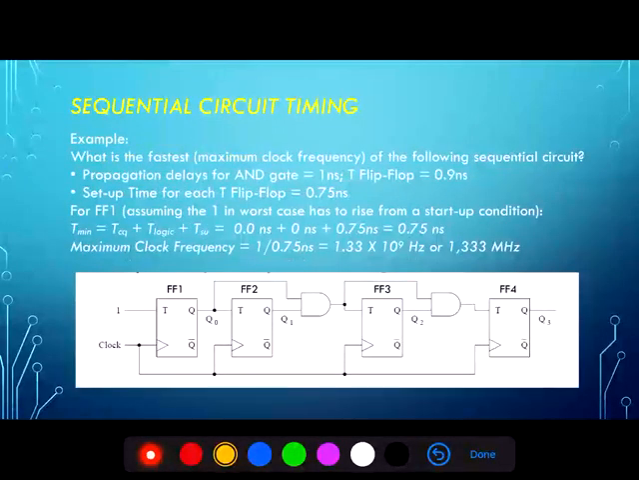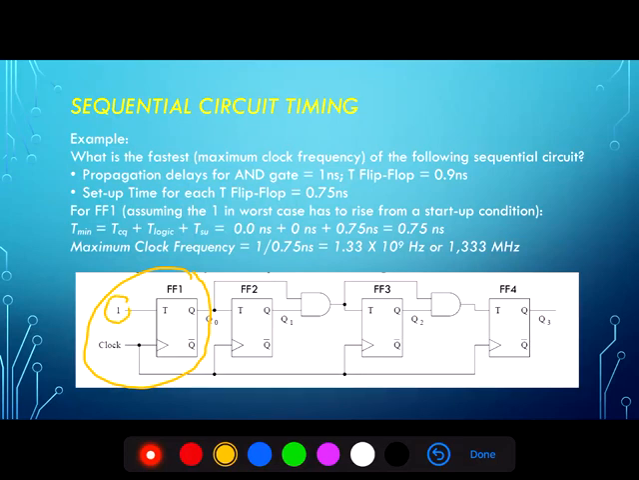So let's start with an example of finding the maximum clock frequency. What we're going to do here is go through every possible scenario in this circuit and find the worst case, or the slowest pathway for signals to travel. That slowest or worst case pathway will ultimately define the maximum clock frequency. So if we start here with flip-flop number 1, let's take a look at what's going on here.